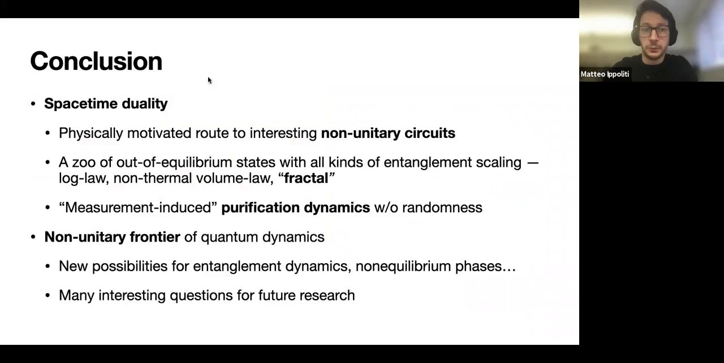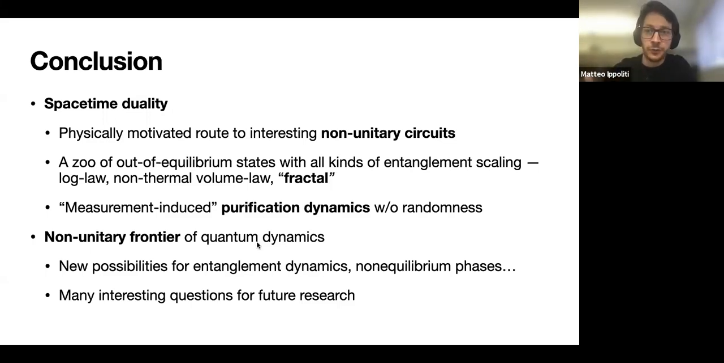So I'll just flash a little recap. We introduced this concept of space-time duality, which was already out there, but we've applied it to engineering interesting non-unitary circuits that are physically motivated. We've made a class of interesting states, including these fractally entangled states that are novel in some ways. We may have an example of the universal non-thermal volume entangled phase in these duals of chaotic circuits. And then we've outlined this protocol for doing this measurement-induced purification dynamics without any randomness.